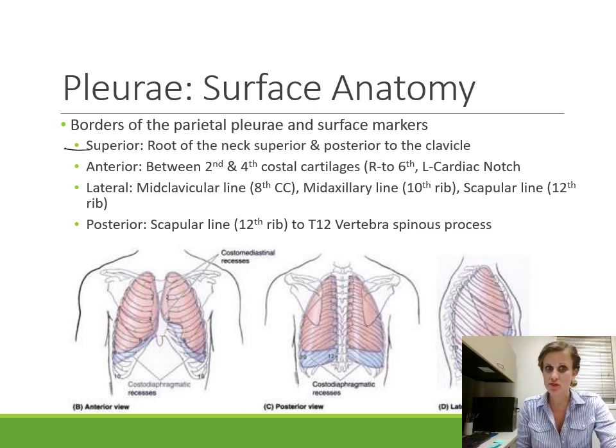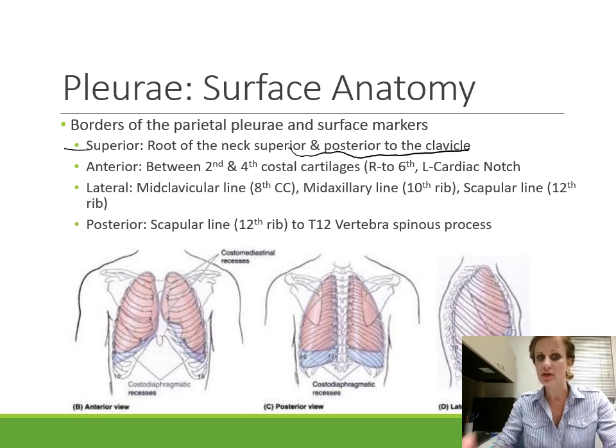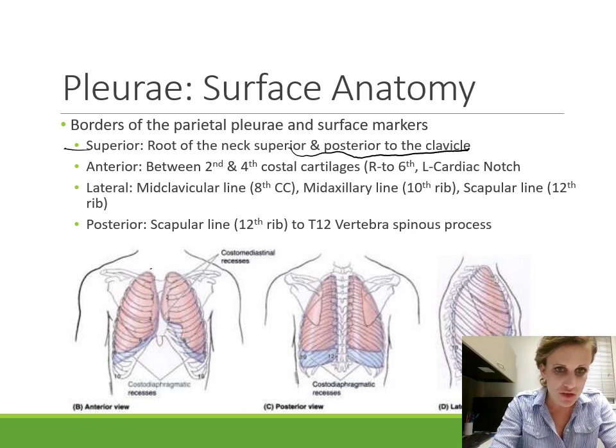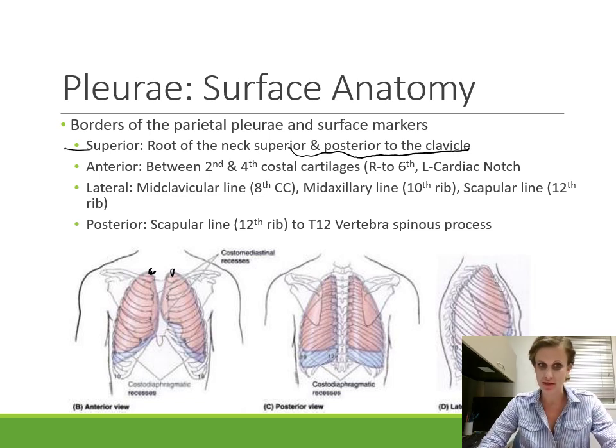The superiormost border is in the root of the neck, okay, so the inferior regions of the neck, just superior and posterior to the clavicle. Okay, so your clavicle, you can feel your collarbone here. And if you go just superior and inferior to the clavicle, you can pinpoint where the superiormost border of the pleural cavity is.